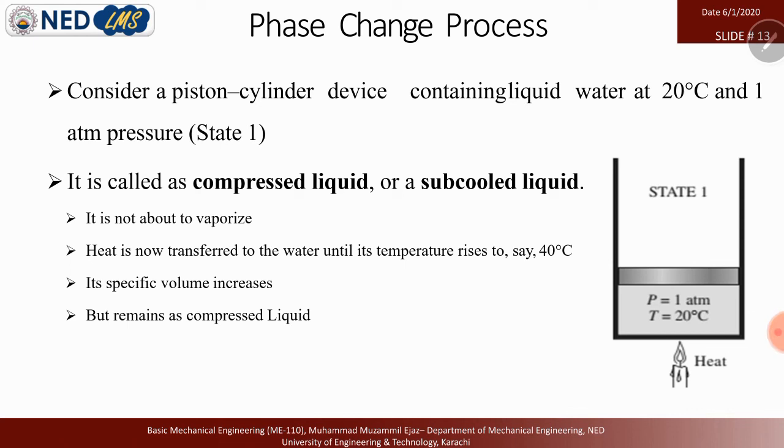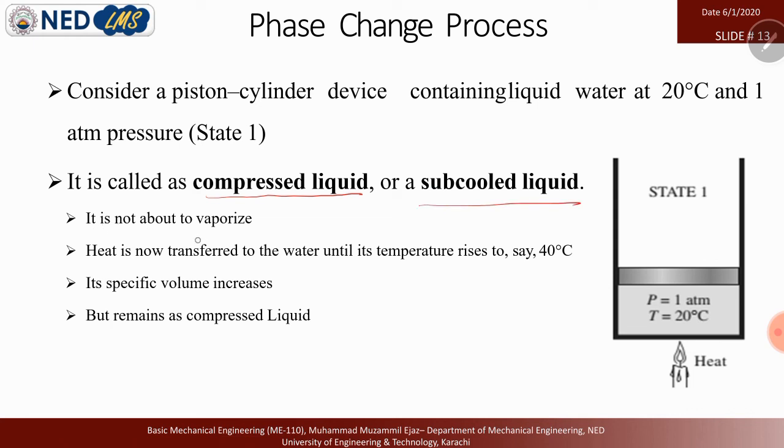So, phase change process, we are studying the phase change process. Consider a piston cylinder device containing liquid water at 20 degrees centigrade and 1 atmosphere pressure. It is state 1. For example, in the diagram you have seen that it contains water at 20 degrees centigrade and atmospheric pressure. The H2O, water, is in liquid form. It is called compressed liquid. In thermodynamics, the terminology used for the liquid is compressed liquid or subcooled liquid.